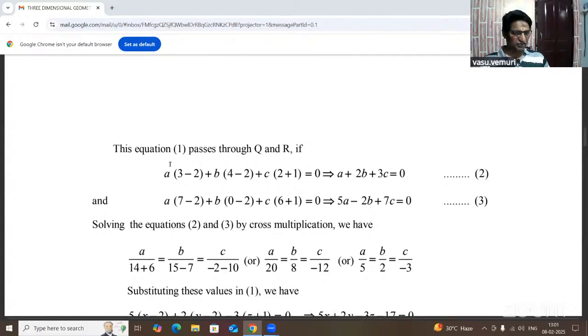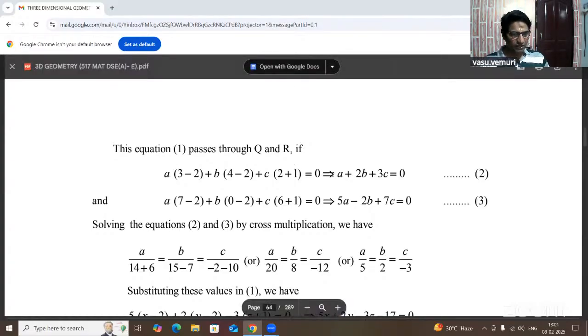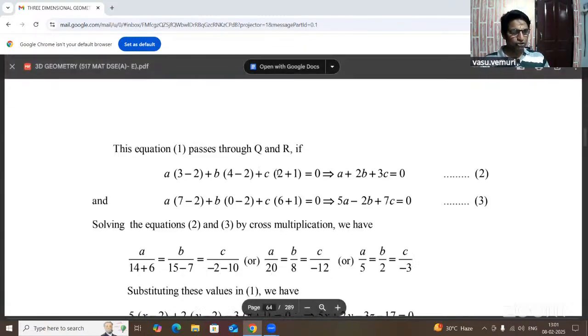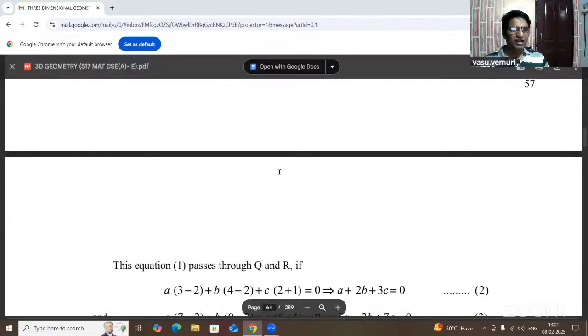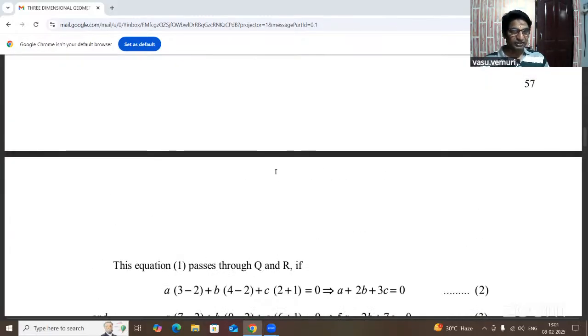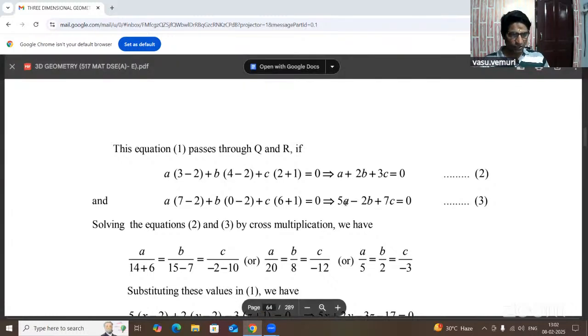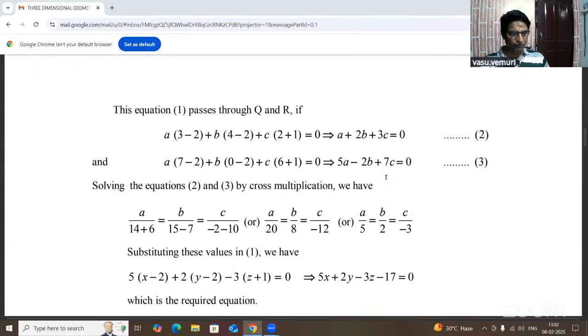in the first equation. So we are getting the values: Q point is 3, 4, 2, and R point is 7, 0, 6. These 2 points are substituted in the first equation, with the given point, the first point, being capital P. So we are getting a plus 2b plus 3c equal to 0 for the first equation passing through the Q point, and the same first equation passing through the capital R point, replacing xyz by the given R point. Okay, we are getting 5a minus 2b plus 7c equal to 0.